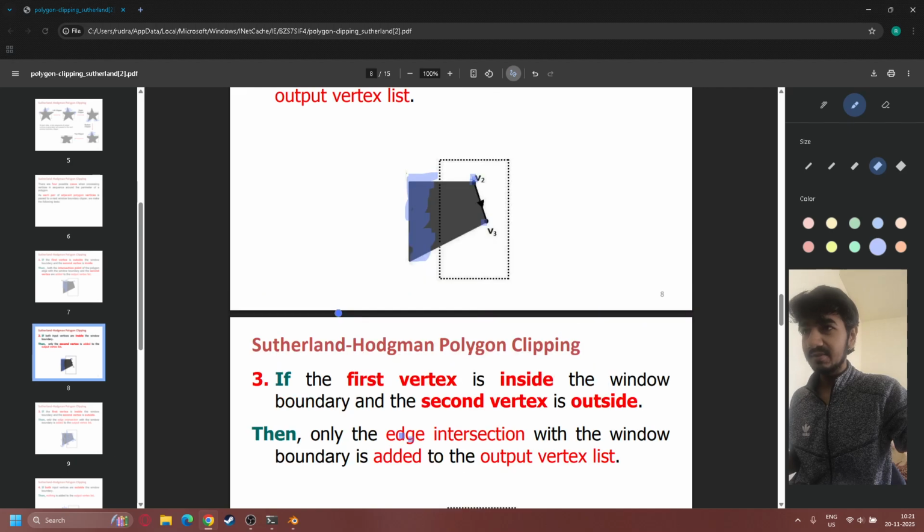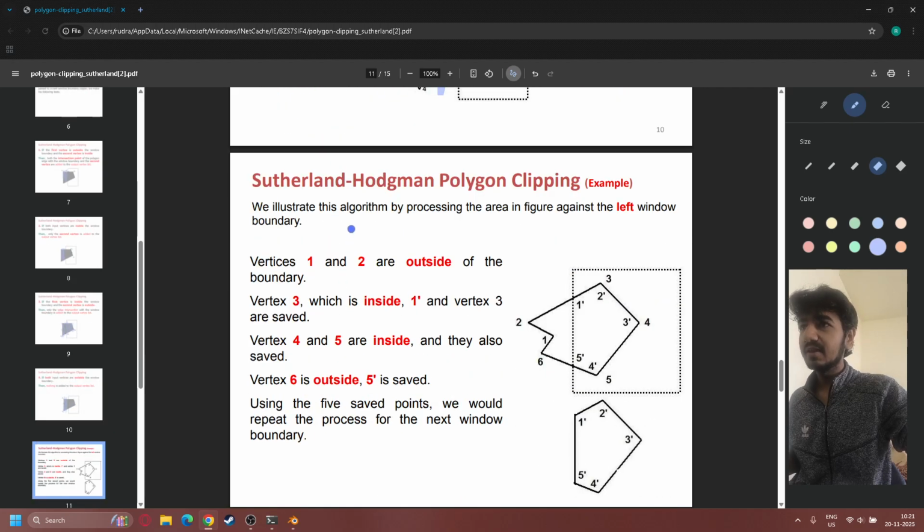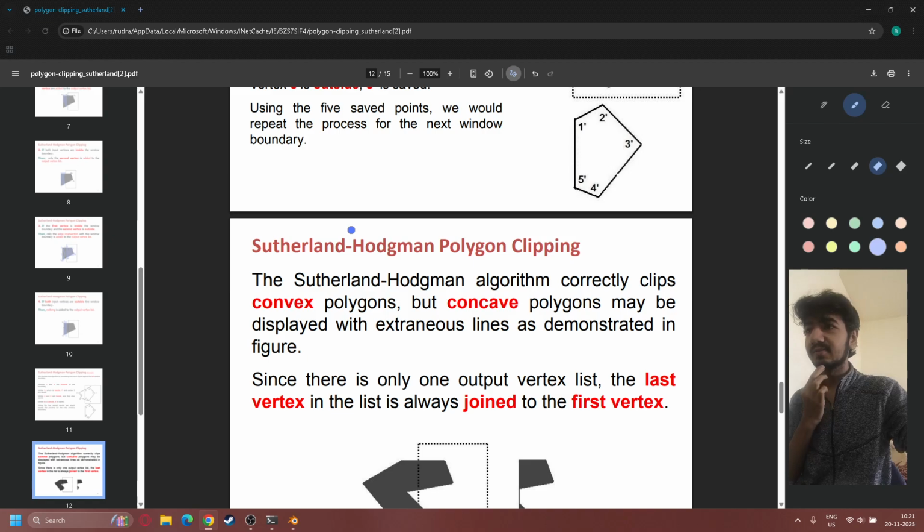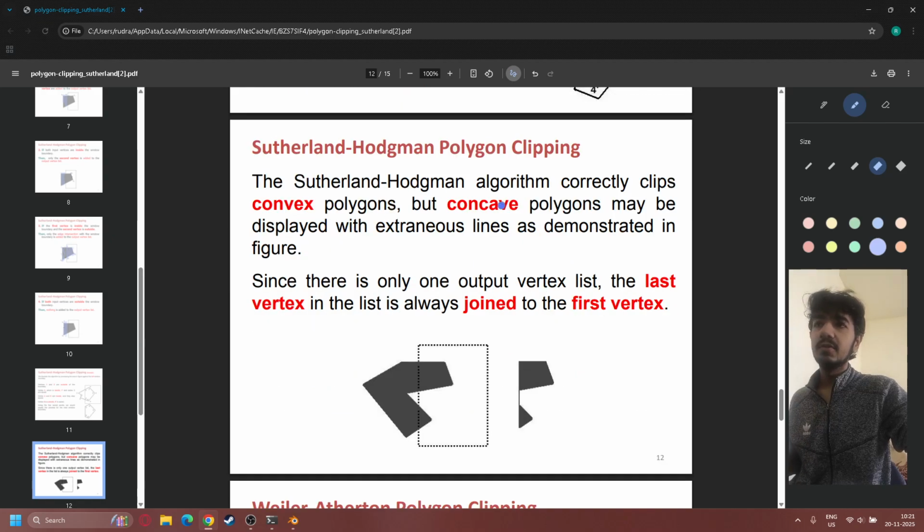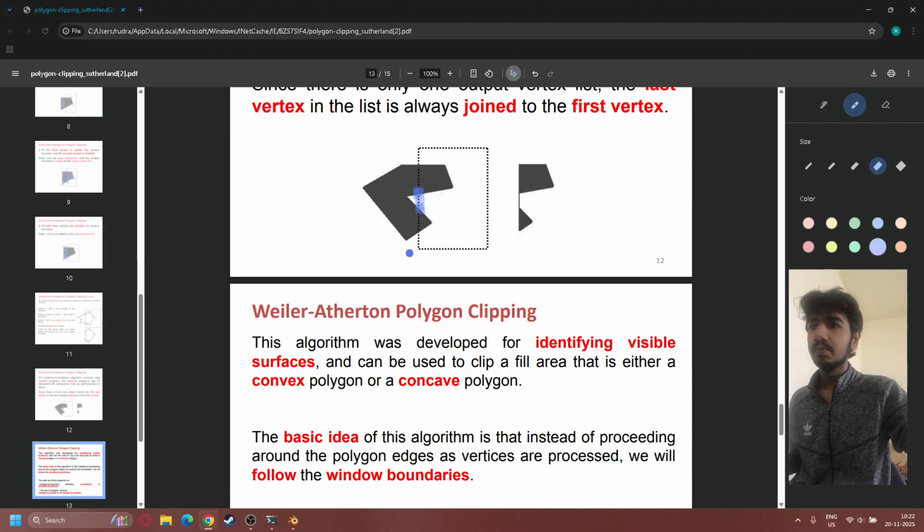Now, one exception that we do have in our algorithm is that it works correctly with a convex polygon, but in case of a concave polygon, some extraneous lines may appear. Like right here, this part can appear in our final output in case of a concave polygon, because the algorithm will join these vertices which are not actually joined in the figure. So this is it.